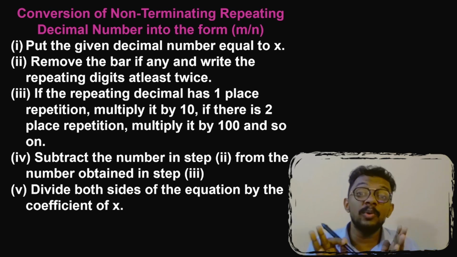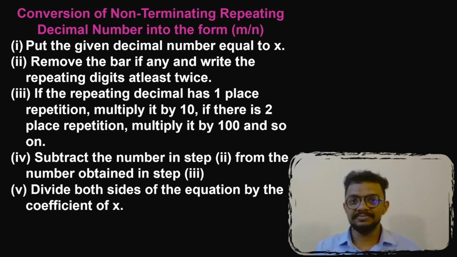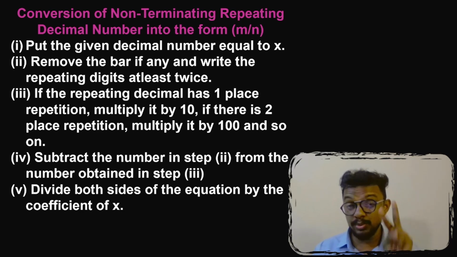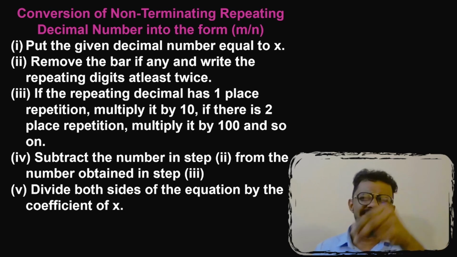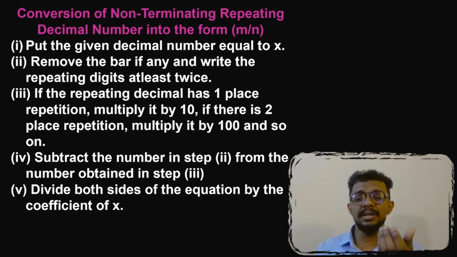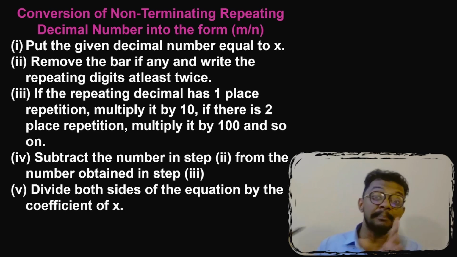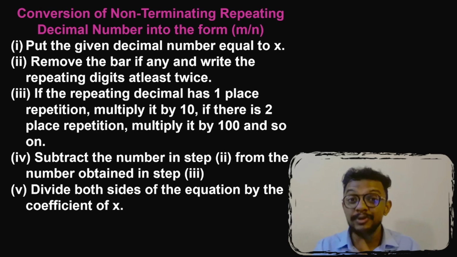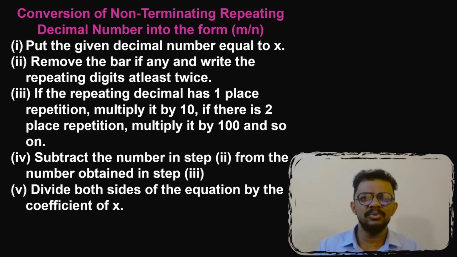Okay, now the question: how can we convert non-terminating repeating decimals into the form of m by n? For a rational number, there are two choices: either its decimal terminates, or it's non-terminating but repeating. We are discussing non-terminating repeating decimals into the m by n form. Let's see how we can do it.